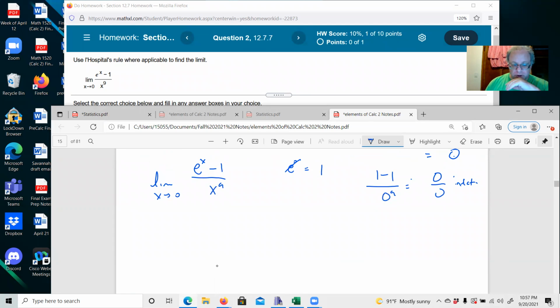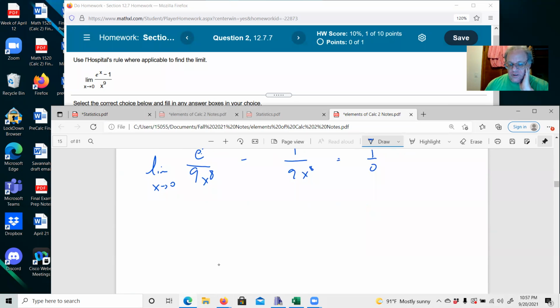So we're going to take the derivative here. This is going to be e to the x. The derivative of 1 is 0, divided by 9x to the 8th. We still are taking our limit as x approaches 0. Well, as x approaches 0 for e to the x, that's just 1. Now, as x approaches 0 of x to the 8th, that's 0. So we end up approaching 1 over 0.